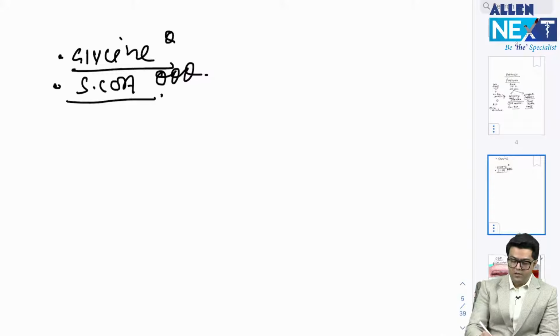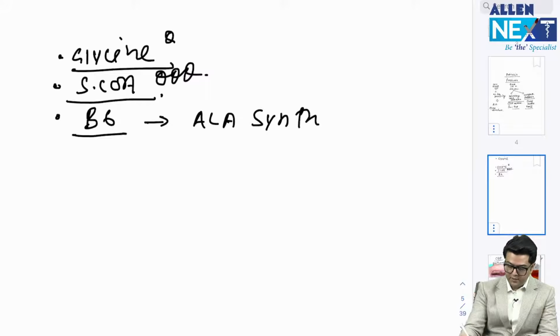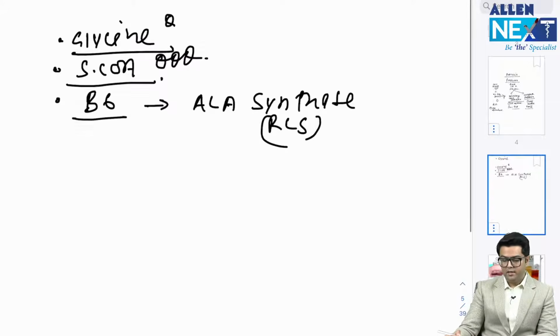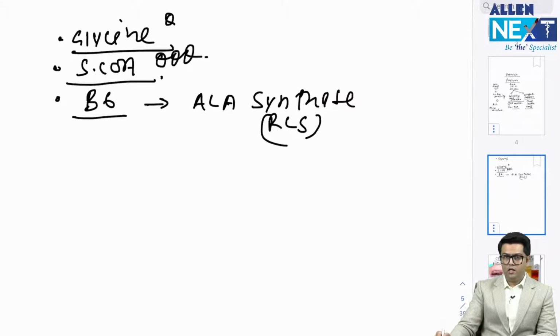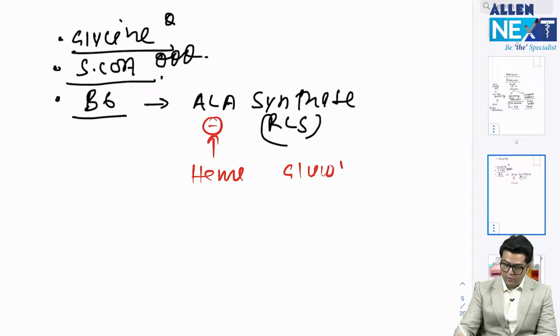The vitamin which is required for heme synthesis is vitamin B6. And guys, B6 or pyridoxine is very important to activate the enzyme called ALA synthase, which is the rate limiting step. Clear? And how is this ALA synthase regulated, which is also an important MCQ point? It is inhibited by heme, and it is inhibited by glucose. Very important to remember, glucose.